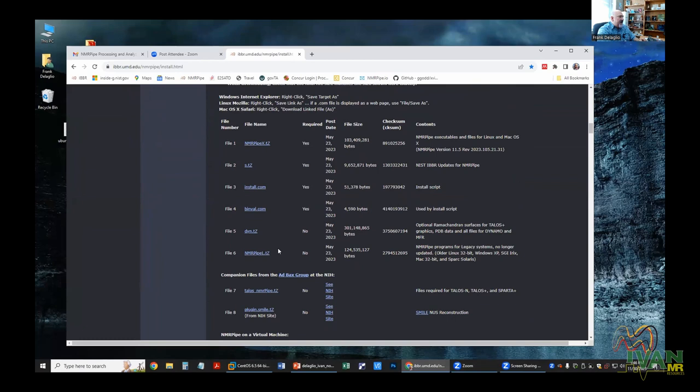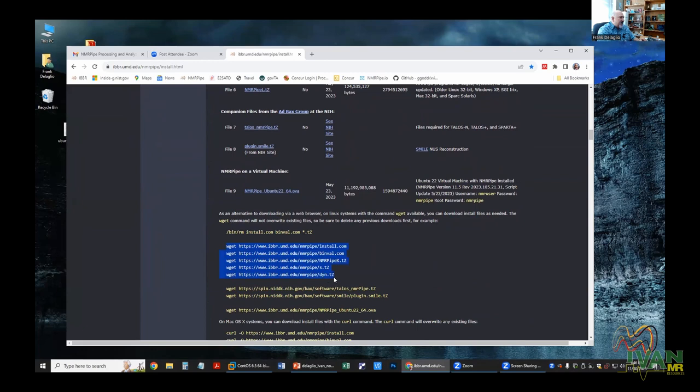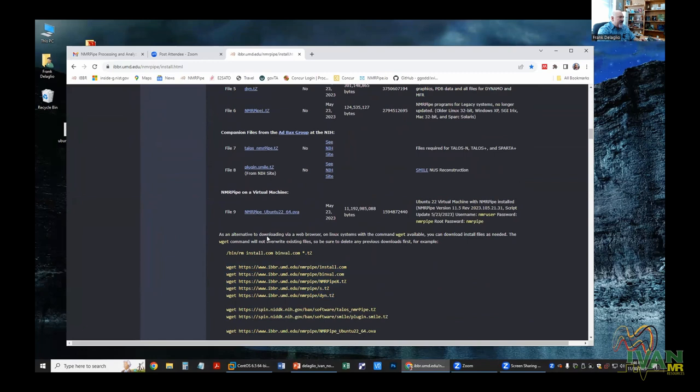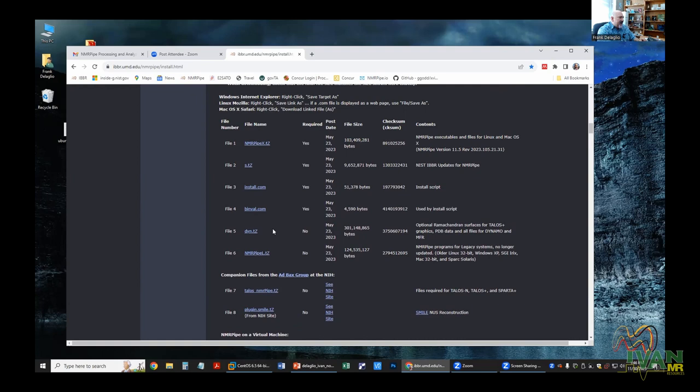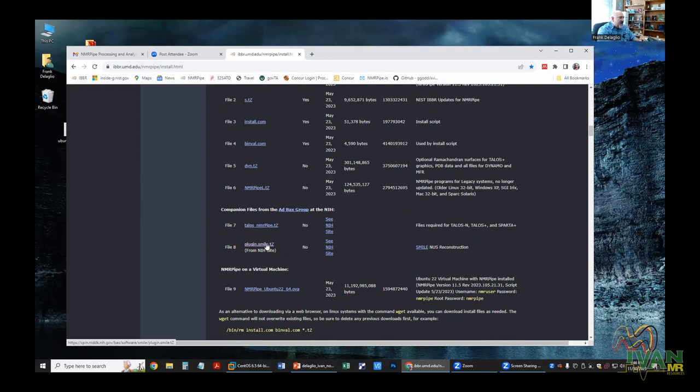Okay. And also, you can use commands from the command line to download these instead of downloading them interactively. But what we have at this page, besides the NMRPipe install files themselves, we have links to SMILE. So this link to SMILE is actually a file that's at the NIH, but everything you need is presented right here. So it is a separate download, but you don't have to go somewhere else to get it. Thanks, Frank. Yep, good question. Thank you, Ryan.